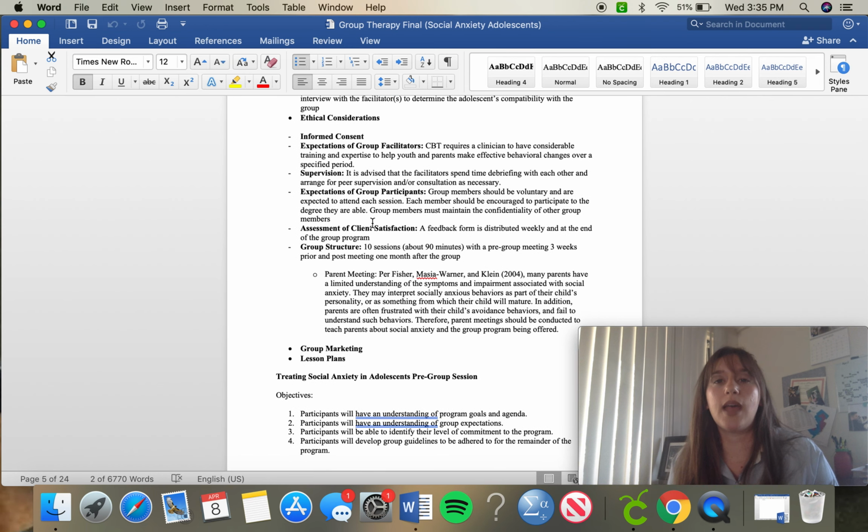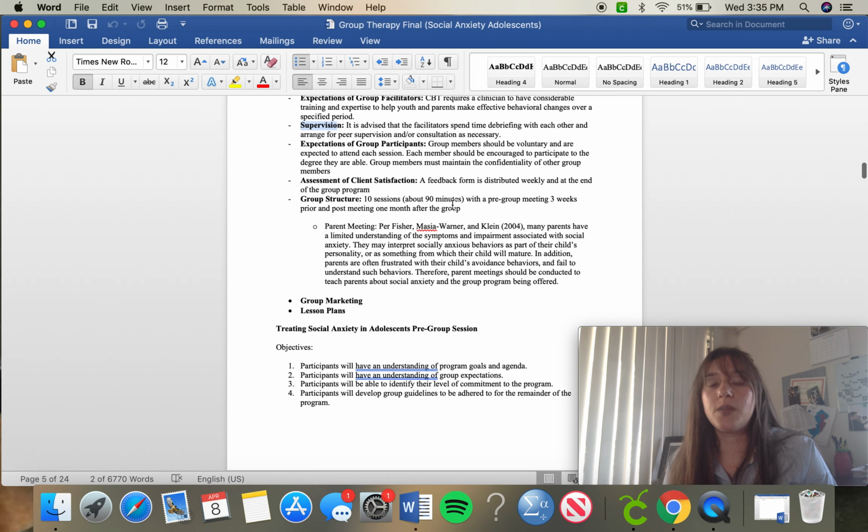That includes informed consent and the expectations of a group facilitator. If you're going to run this group with CBT, the clinician has to have great expertise and training in this area, and in helping parents and youth with effective behavioral changes. The next part of the ethical consideration is supervision. It is advised that the facilitators spend time debriefing with either each other or a supervisor.